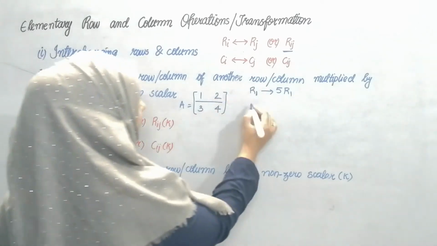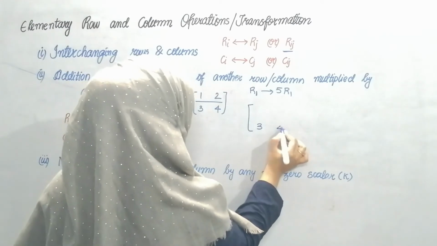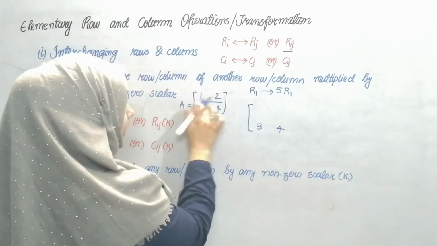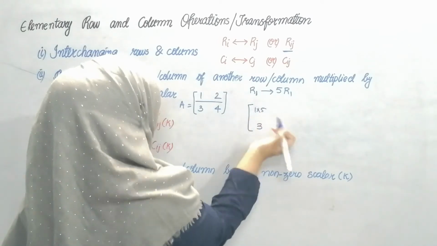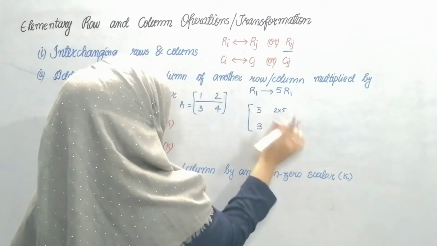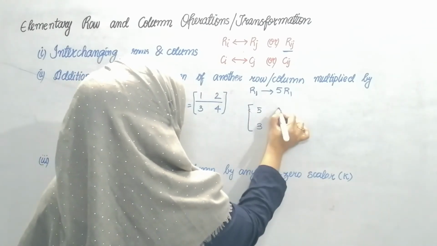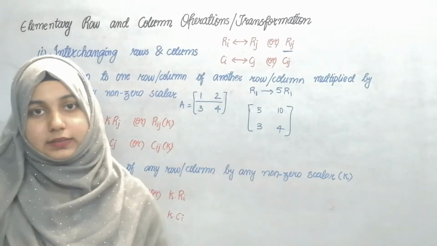So okay, now what happens? Second row will be as it is because I'm doing nothing to this. So 3, 4 will be as it is. But to the first row, I'm multiplying it with 5. So 1 into 5 will obviously be 5. Now 2 into 5 will be what? Obviously 10. So this is the final matrix. It looks like this.